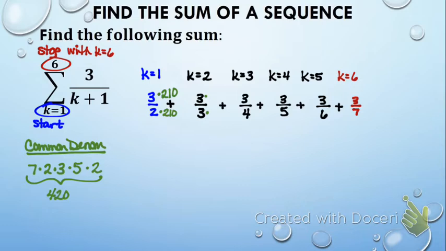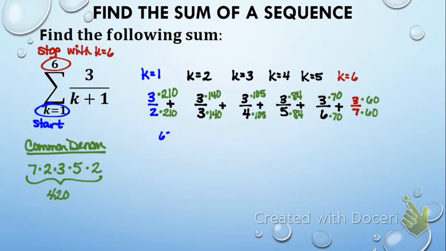3 times what is 420? 140. 4 times what is 420? 105. 5 times what is 420? 84. 6 times what is 420? 70. And 7 times what is 420? 60. So we have our common denominator of 420.